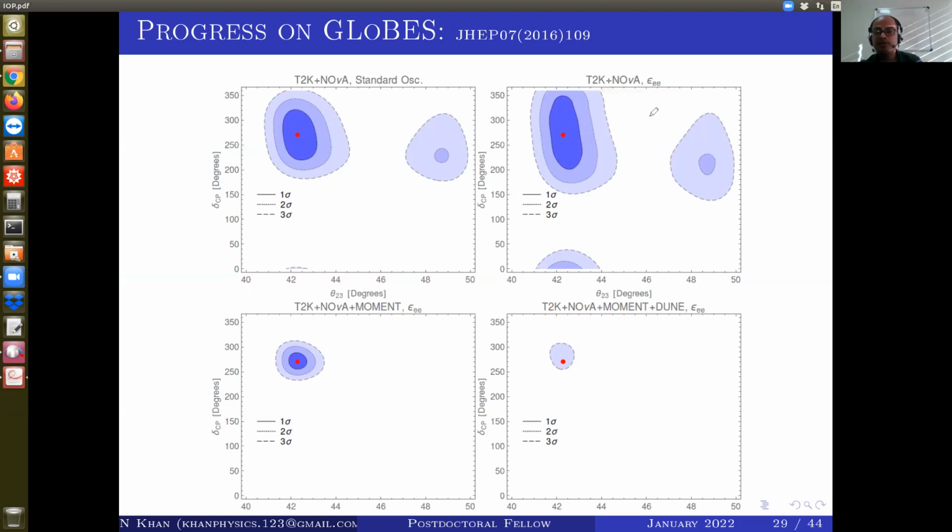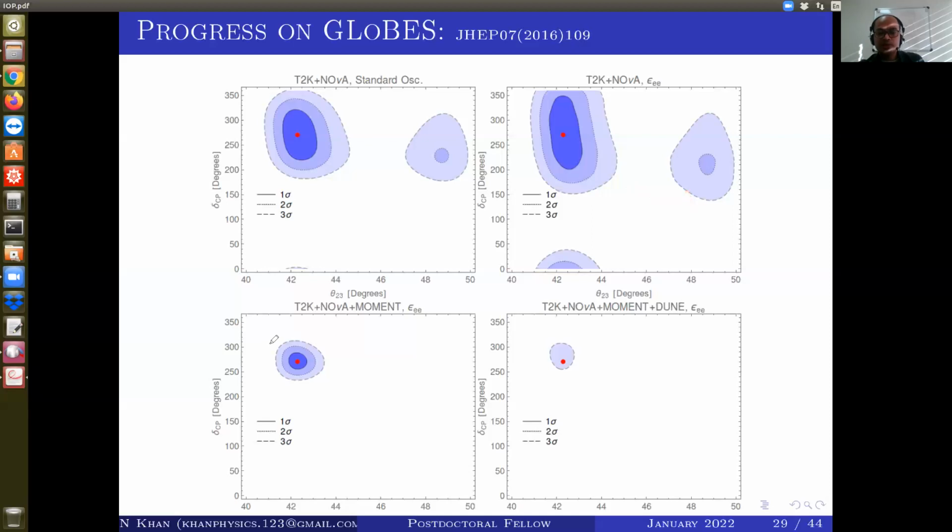In the presence of the epsilon EE parameter, sorry, there is a 3x3 matrix of NSI parameters. If you just forget all the other NSI parameters, you can see that the degeneracy almost remains similar.